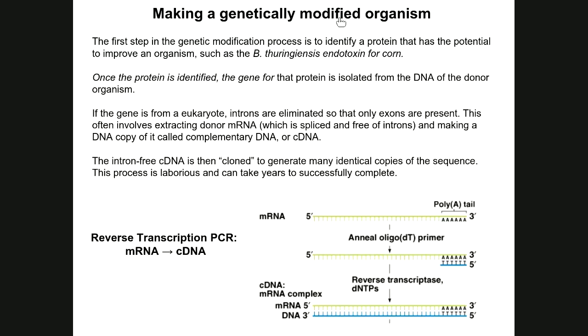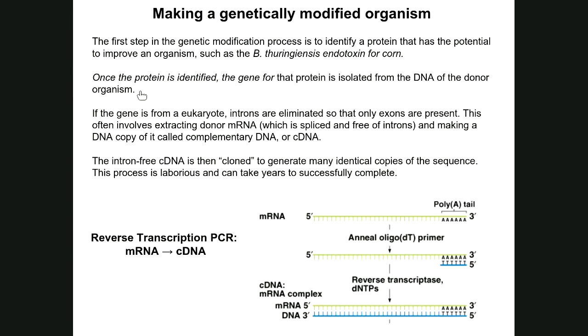Now, making a genetically modified organism, the first step in the genetic modification is to identify a protein that has the potential to improve another organism. So that's the first thing they want to do: identify a protein that has the potential to improve another organism. What they'll do is look at one organism, such as the bacterium B. thuringiensis. When they discovered that protein endotoxin, they were able to eventually track down the genetic information that coded for that protein, and they would use it to improve or modify corn plants.